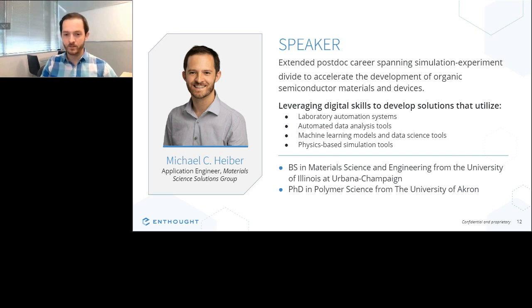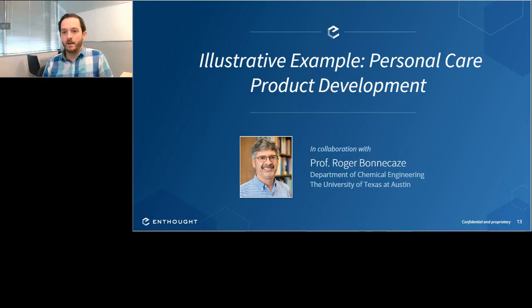And so today I'm going to walk through an illustrative example of how digital tools like machine learning can be used to tackle materials and chemical product development problems through a specific industry-relevant example in the personal care products industry. This project was largely executed by a great team of interns under my supervision at nthought over this past summer, in collaboration with Professor Roger Bonacase at UT Austin, who we're also working with.